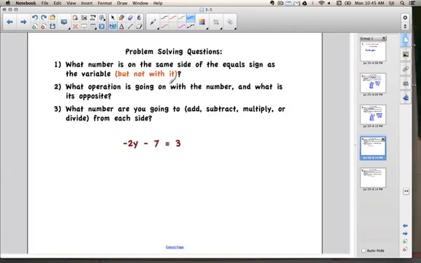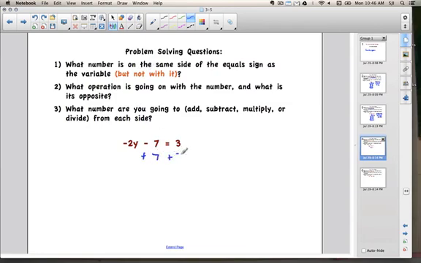Let's try another one. We know this is a two-step problem because I see multiplication here and I see subtraction going on here. So I'm going to ask myself the orange question the first time through. What number is on the same side of the equal sign as the variable but not with it? The negative 2 is right next to the variable, so that's not the number I want. I see a 7. That's on the same side as the equal sign, but it's not right next to it. What operation is going on with the number and what is its opposite? Well, I look in front of the 7 and I see that we're subtracting, and the opposite of subtraction is addition. What number are you going to add, subtract, multiply, or divide from both sides? That means we're going to add 7 to both sides.